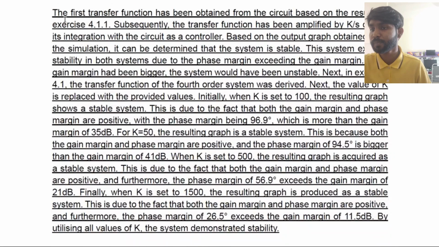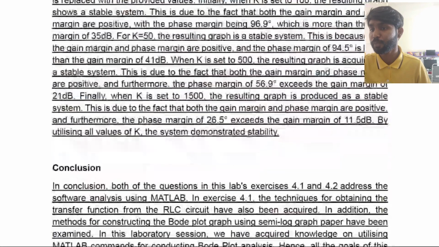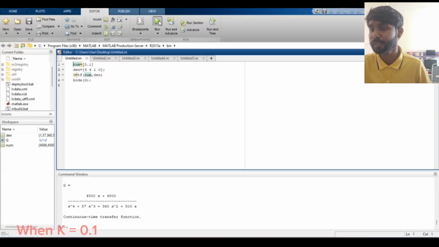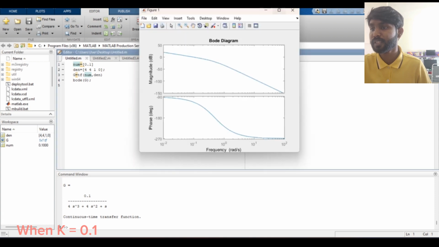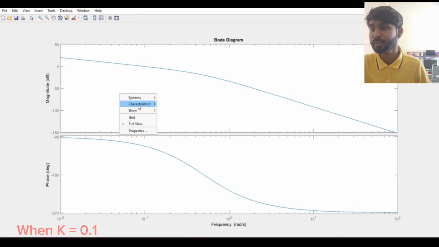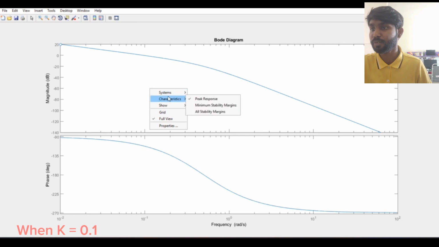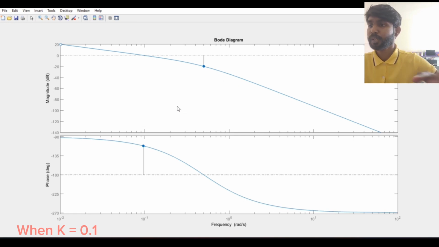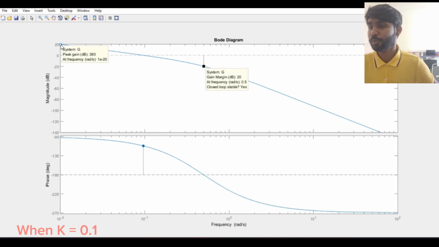And this is the discussion. I'll demonstrate in MATLAB. This is the value for 0.1, the run down. So this is the graph.